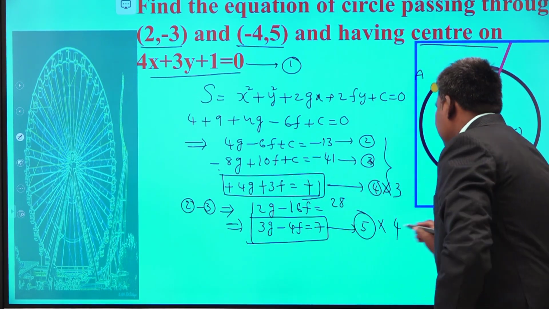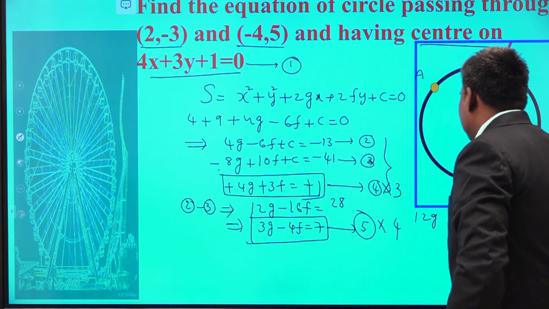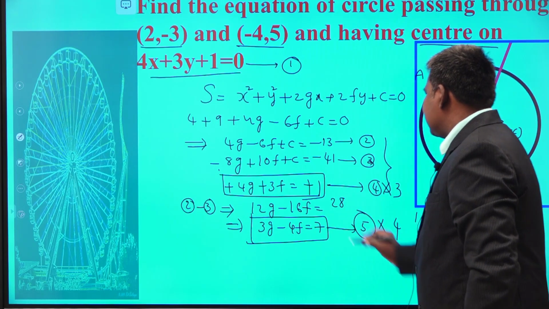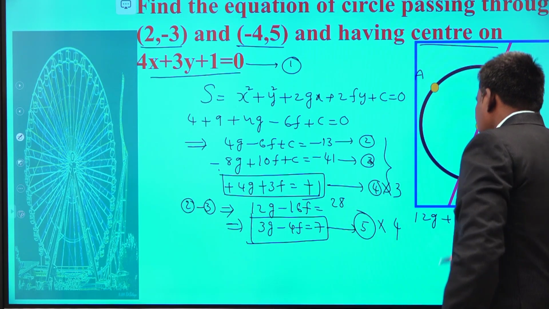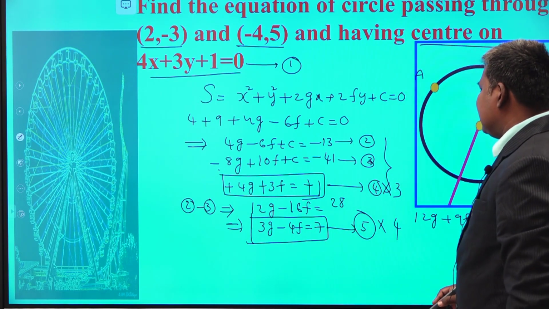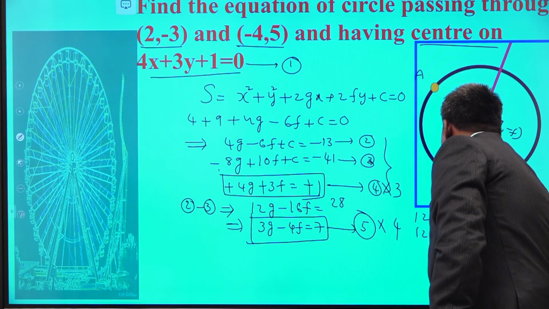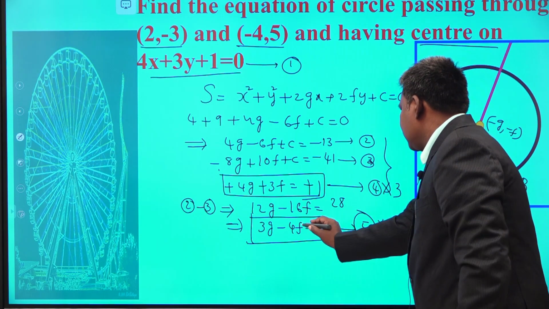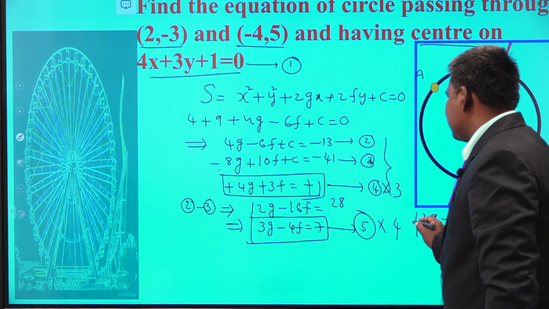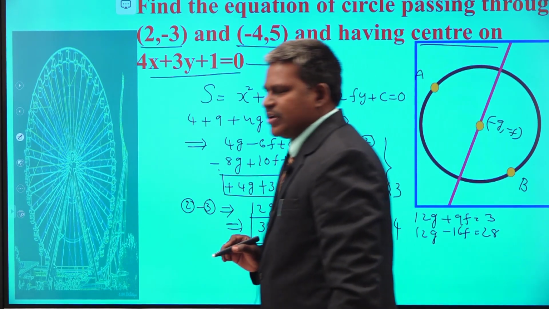What happened? 3 4s are 12g. Next, 3 3s are 9f is equal to 3 1s are 3. We have multiplied this equation by 3. At the same time, we are multiplying the fifth equation by 4. 4 3s are 12, that is 12g. 4 4s are 16, minus 16f is equal to 4 7s are 28. These are the 2 equations.